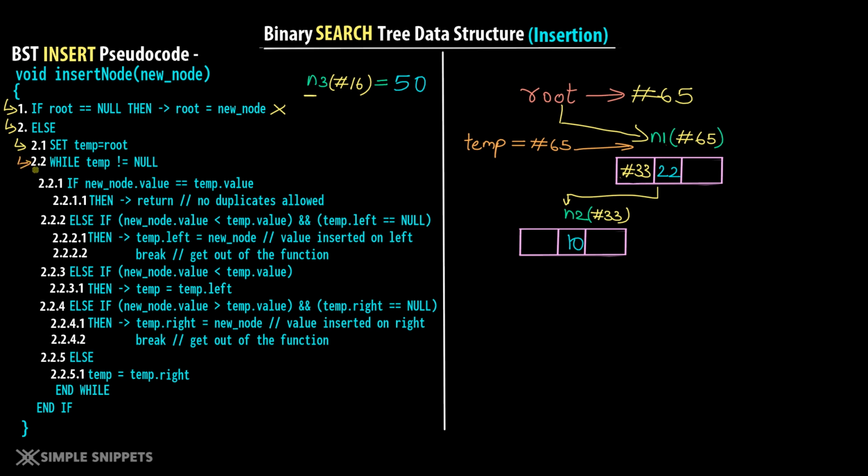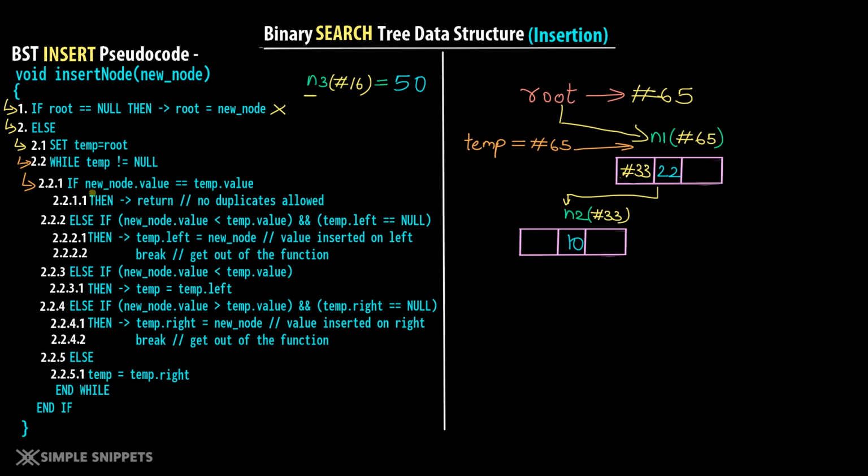Then we will move on. We will say 2.2, which is a while loop. We will say while temp not null. Is temp null? No. Temp is not null because temp is storing the address of n1. So it is not null, of course. So now the while condition becomes true, and we will go inside the while loop.